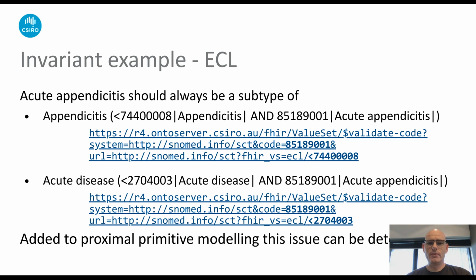So using the invariant example for the example we just went through, acute appendicitis, we can make these two statements: that acute appendicitis should always be a subtype of appendicitis, and it should always be a subtype of acute disease. And what I've used here is a FHIR request using validate code operations to validate that the ECL-based implicit value set contains the code of the concept that we're interested in. And this can be added to the proximal primitive modeling, and it will detect that particular issue.